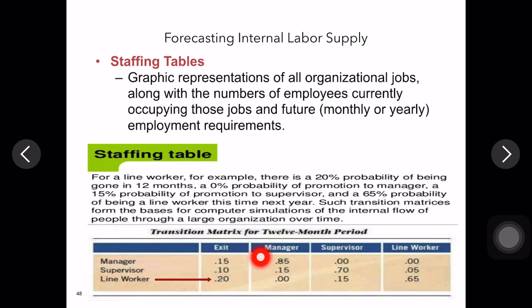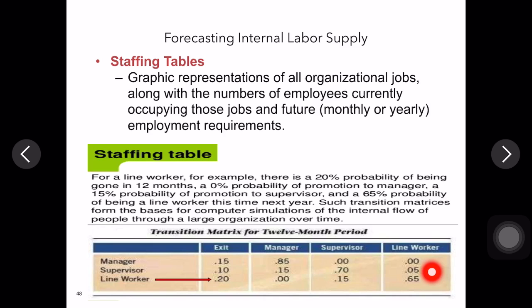And then untuk line worker naik pangkat kepada manager, definitely kosong. Maksudnya tak ada orang lah yang akan dinaikkan pangkat sebagai manager, promotion to a manager. Next, there is a probability seramai 15% line worker akan dinaikkan pangkat sebagai supervisor. And another 65% adalah line worker yang akan remain sebagai line worker. So ini kita kata dengan staffing table.